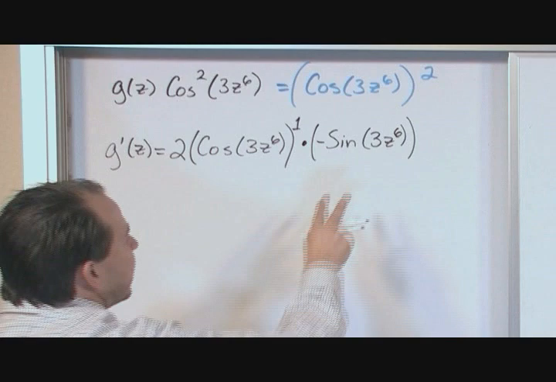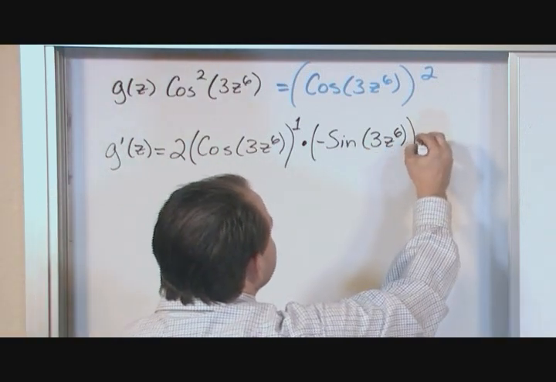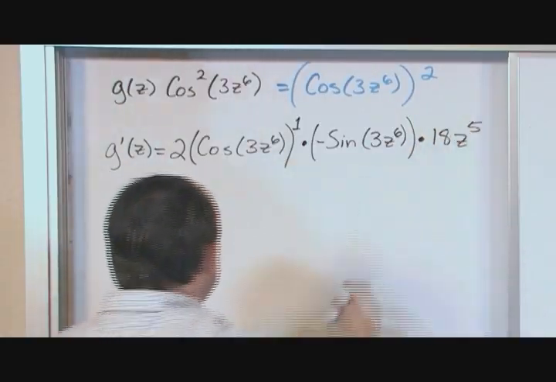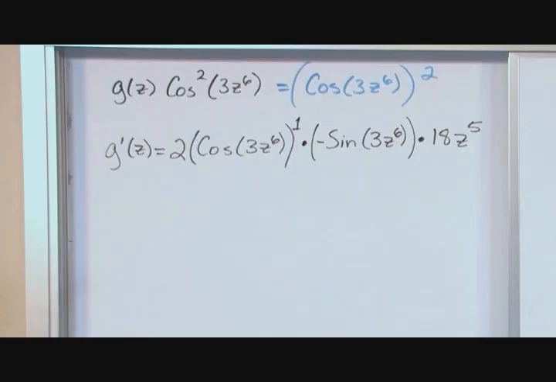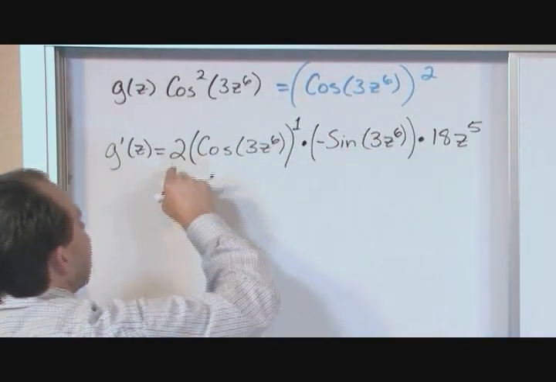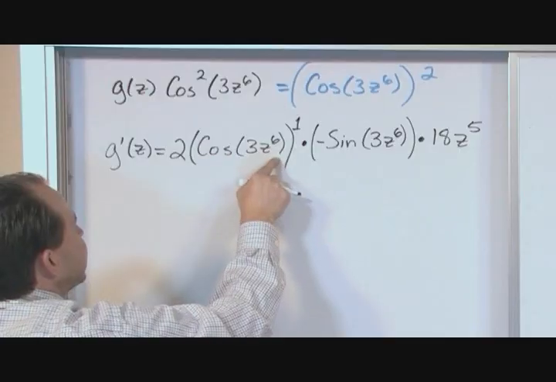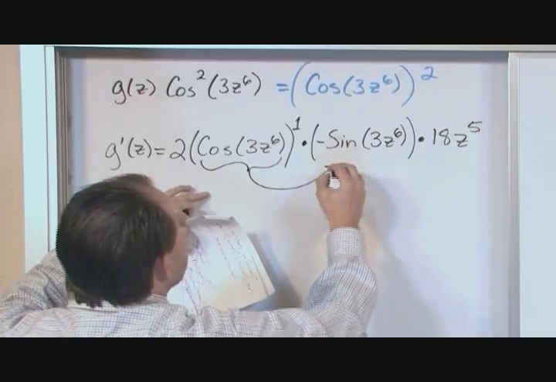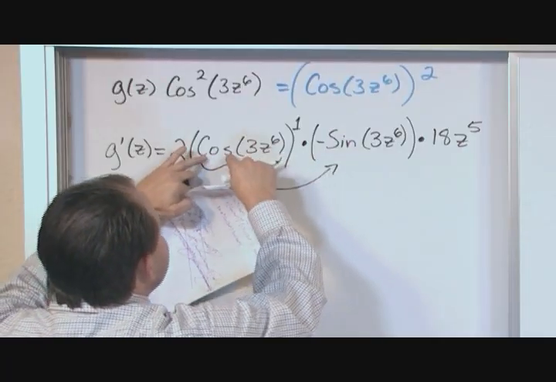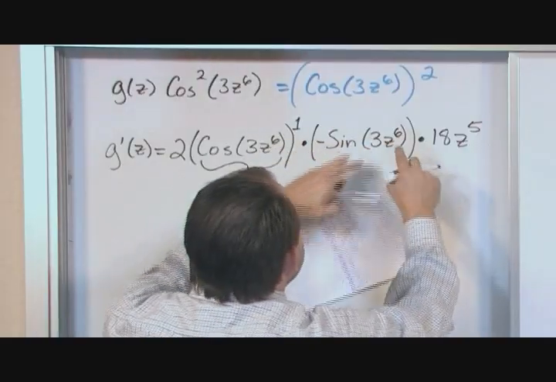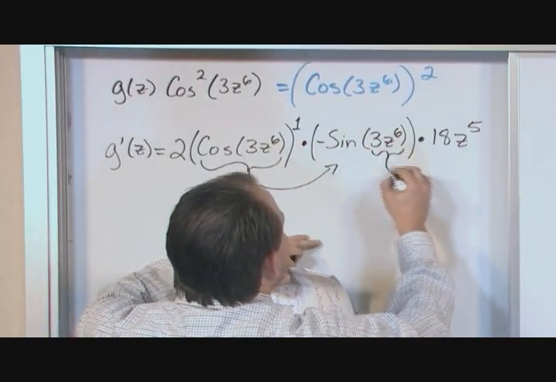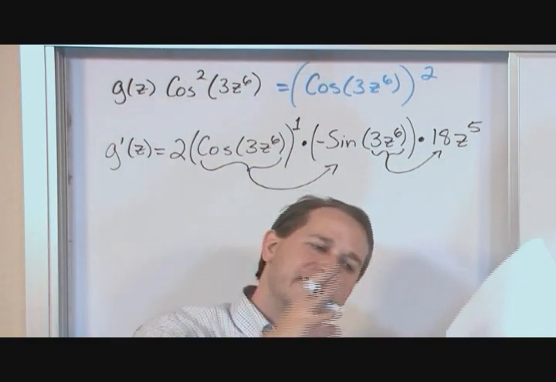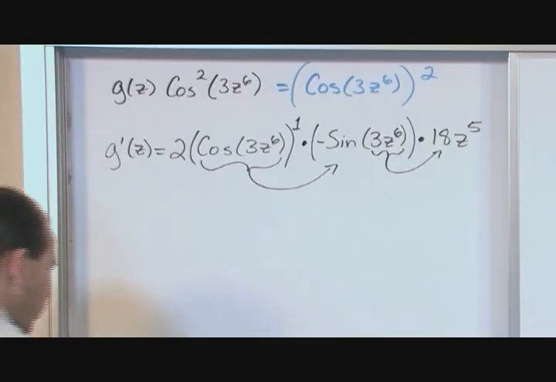But we can't stop there because we haven't even touched what's on the inside. So we have to multiply by the derivative of the inside. 3 times 6 is 18z to the 5. Make sure you understand. There's 3 layers here. The outer guy is this exponent. We leave everything the same on the inside. Then we take the derivative of the inside, this guy. That is what this is. All right? So we take the derivative of this, derivative of cosine is negative sine, inside stays the same. But then, for the final step, we have to take the derivative of purely the inside.